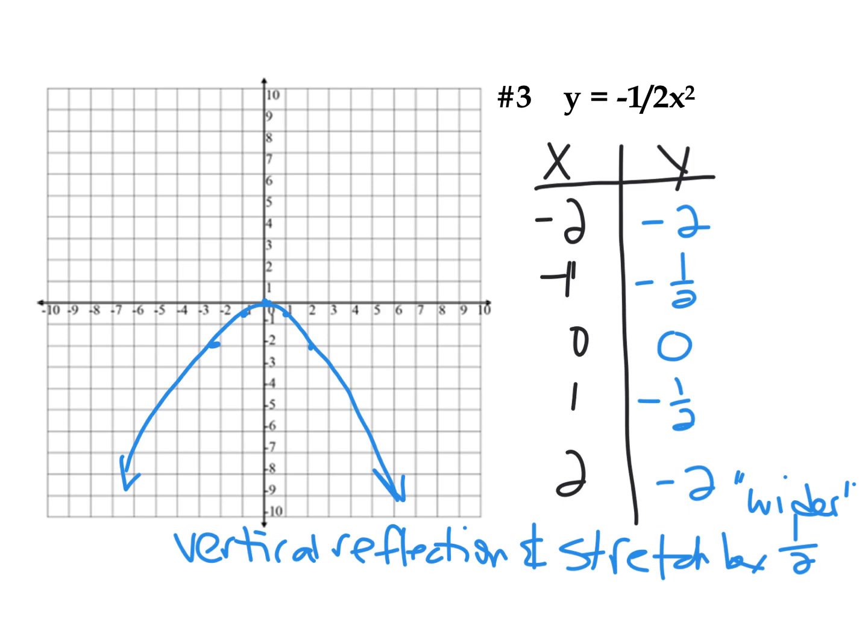So our parabola is opening down. It would still have a vertex at 0, 0. Right? The axis of symmetry would still be this line here, right? Through the middle, that would be my vertex right there at 0, 0.